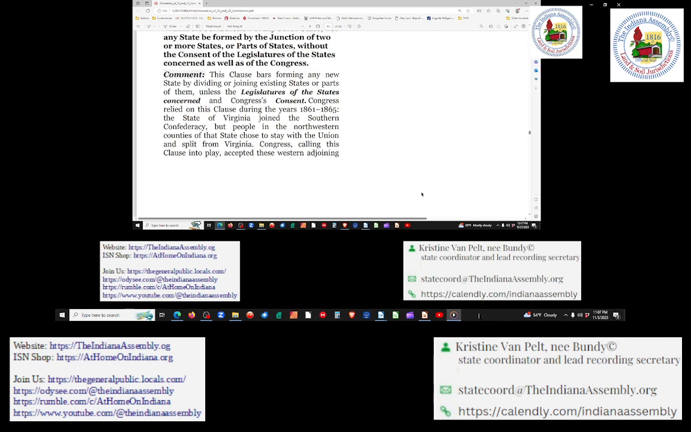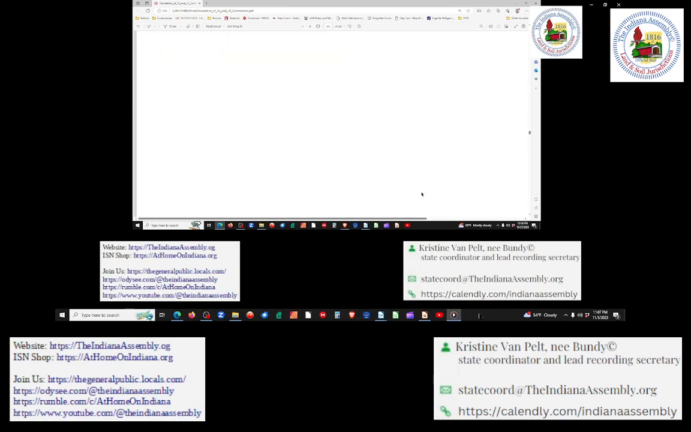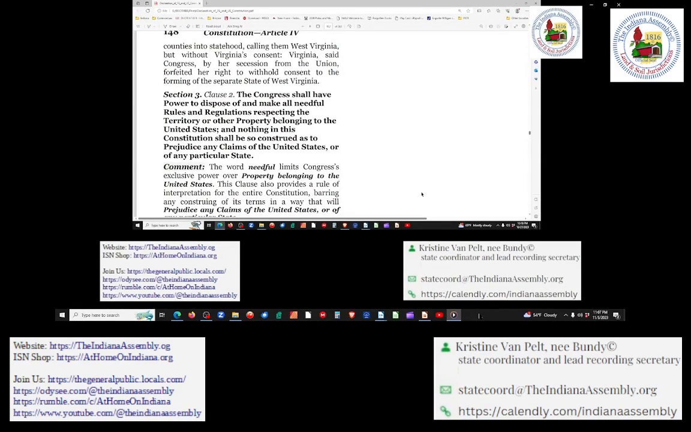Congress relied on this clause during the years 1861 to 1865. The state of Virginia joined the Southern Confederacy, but people in the northwestern counties of the state chose to stay with the Union and split from Virginia. Congress, calling this clause into play, accepted these western adjoining counties into statehood, calling them West Virginia. But without Virginia's consent, Virginia said Congress, by her secession from the Union, forfeited her the right to withhold consent to the forming of the separate state of West Virginia.